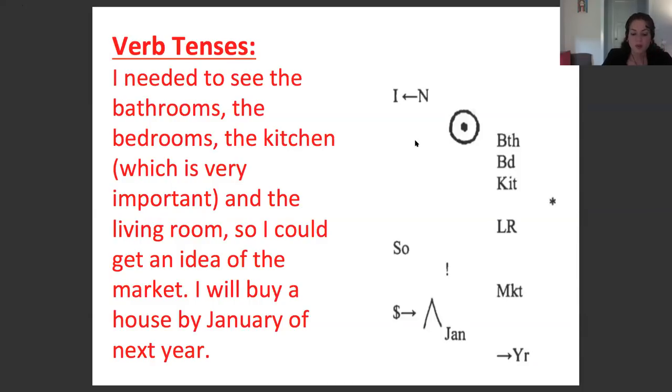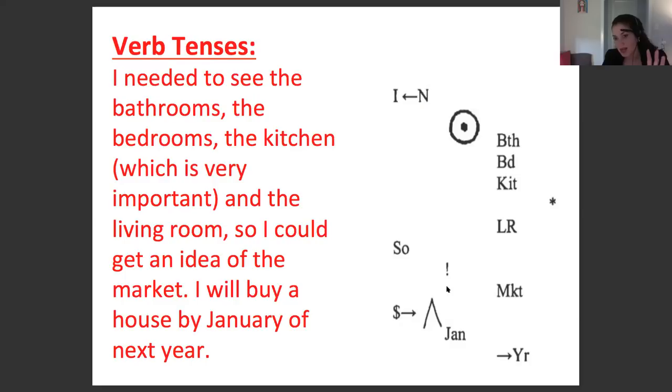Verb tenses are very important for you to remember where things go. I'm sorry, what tenses people use when they spoke. Okay? So to write down verb tenses, you can use an arrow, for example, to remember that it's the past or the future. Let's look at this message.